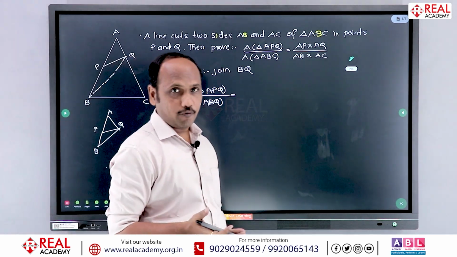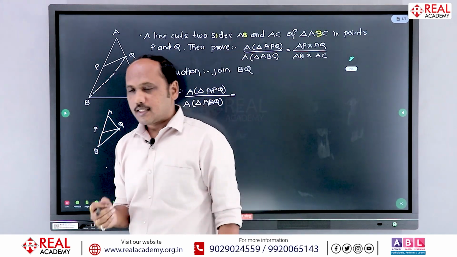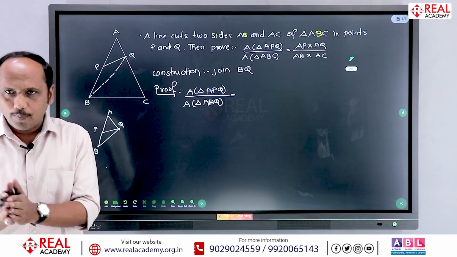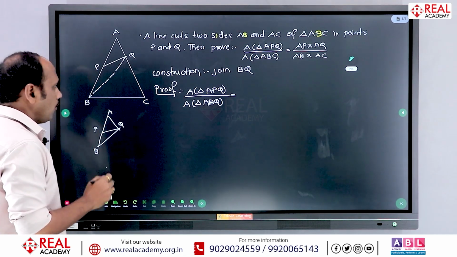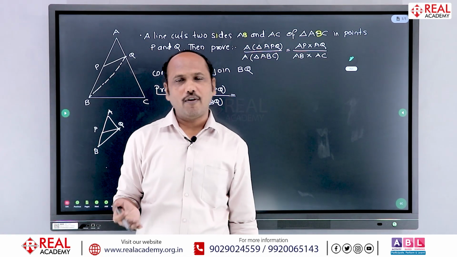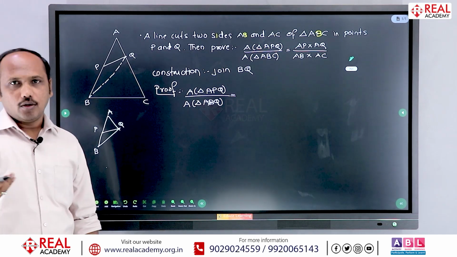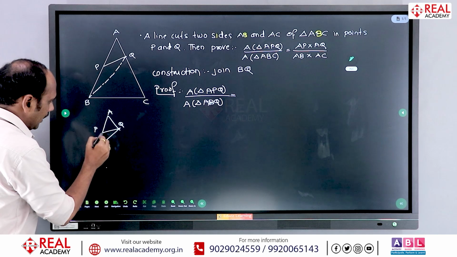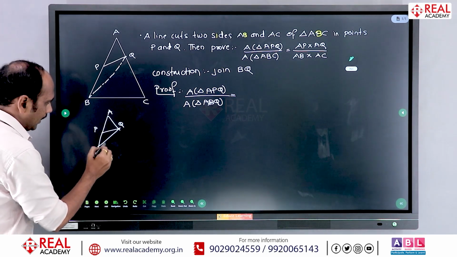Here, area of triangle upon area of triangle. So, it is the very first formula from chapter number 1, similarity, that is A1 upon A2 is equal to B1 into H1 upon B2 into H2. Here we need to identify base and height, and also whether base or height is the same in both. Let us consider area of triangle APQ and area of triangle ABQ.